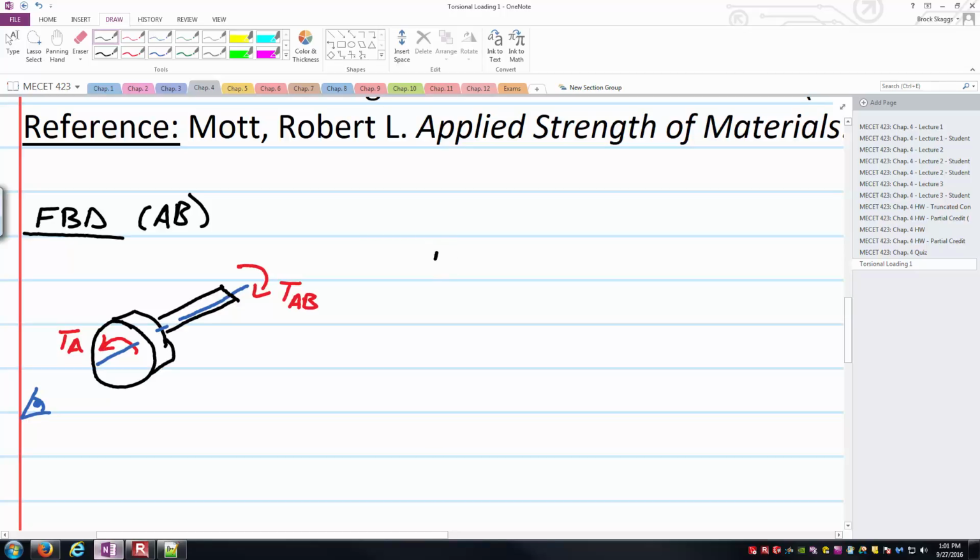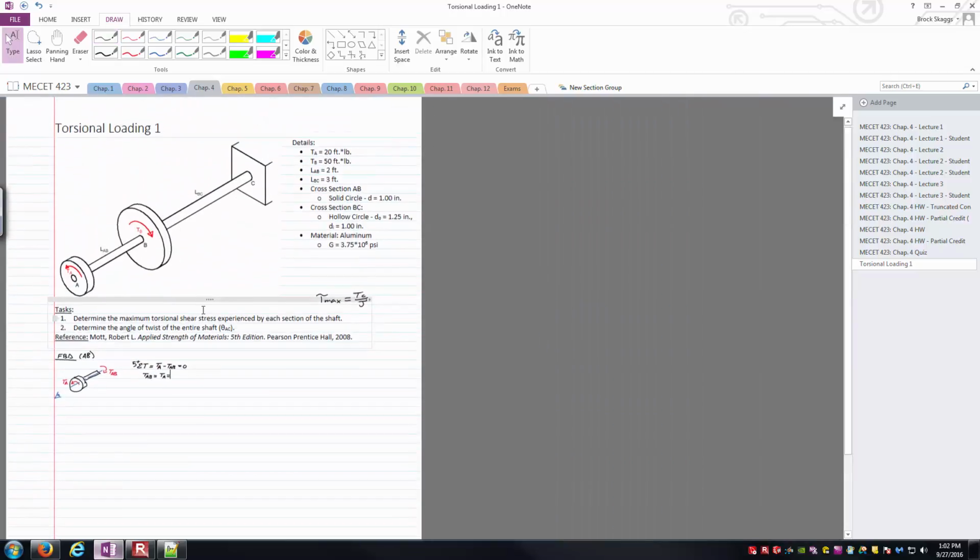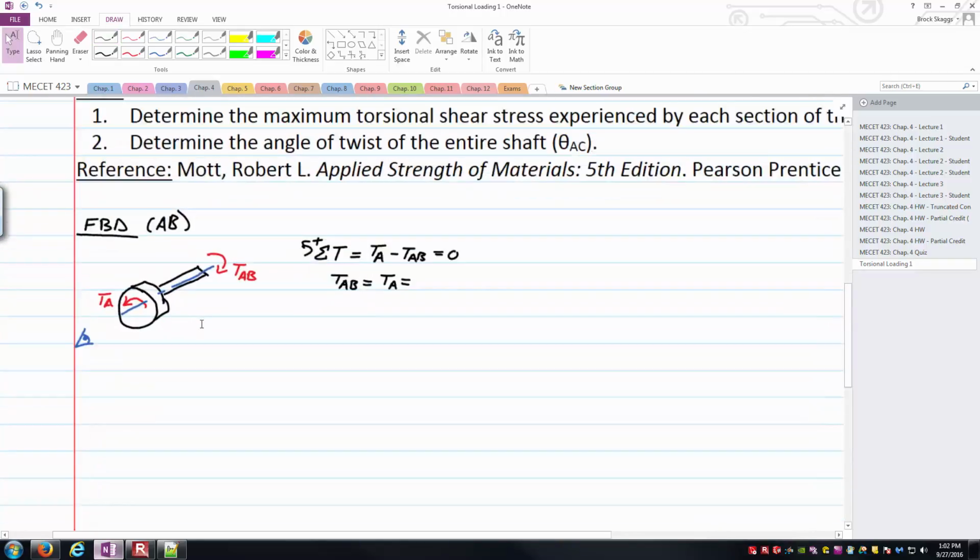And so we'll say the sum of the torques, or twisting moments, positive being counterclockwise from the perspective of my little eyeball down here, is equal to what? I'd have positive T sub A, that looks like it's going in the counterclockwise direction, and then minus TAB, it's directed in the clockwise direction. We set that equal to 0, and we solve for our internal torque TAB, which here very simply is just equal to TA, and that is 20 foot-pounds.